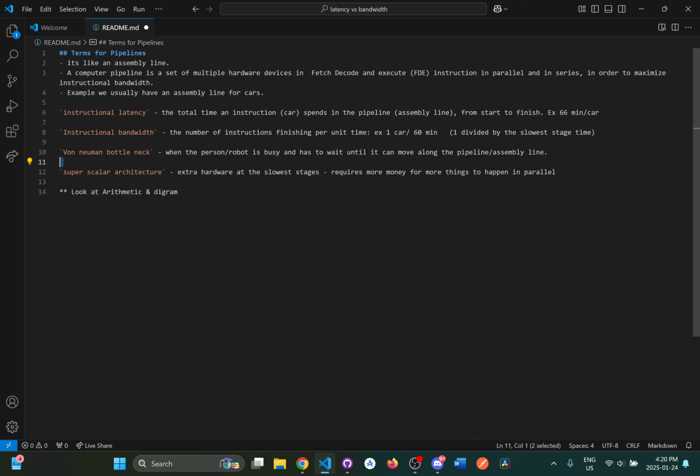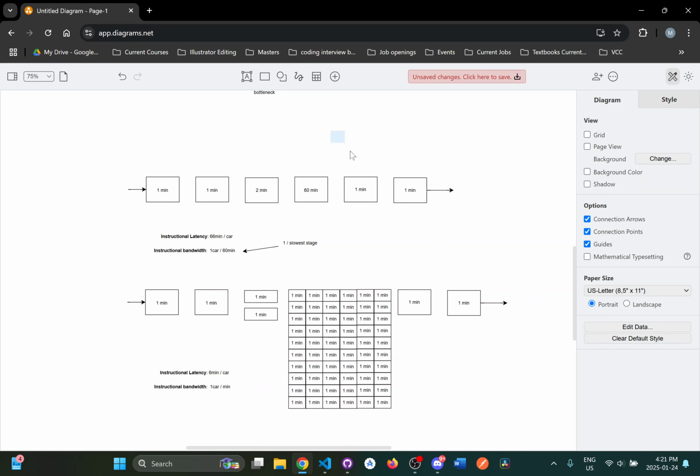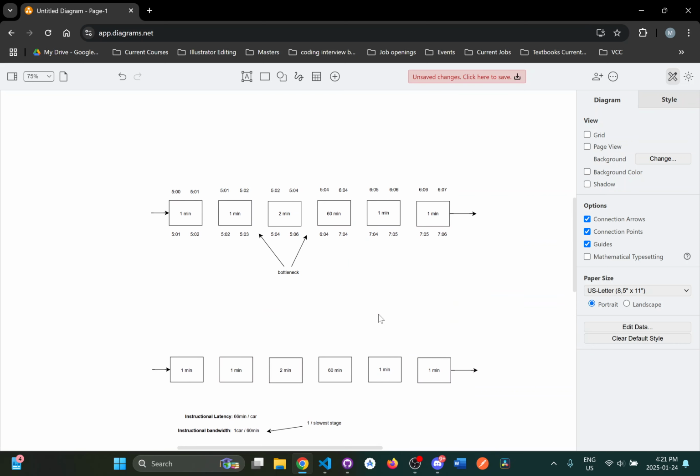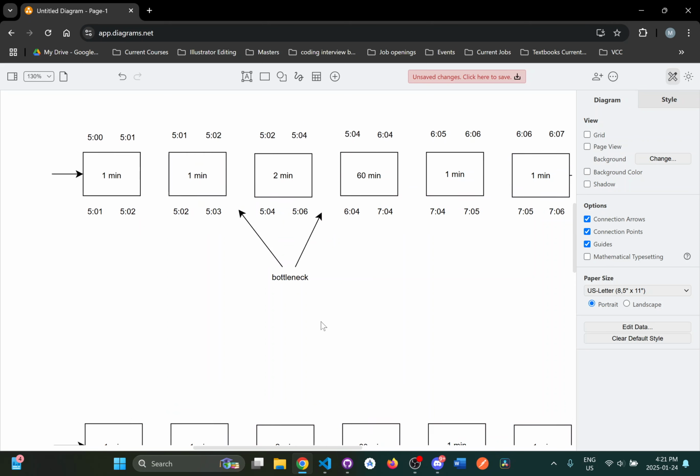And then with superscalar architecture, we can resolve this bottleneck by adding extra hardware to the slowest stages. It just requires a lot more money or resources to make it happen in parallel. So let's actually take a look at the diagrams in detail now. Let's start with something here.